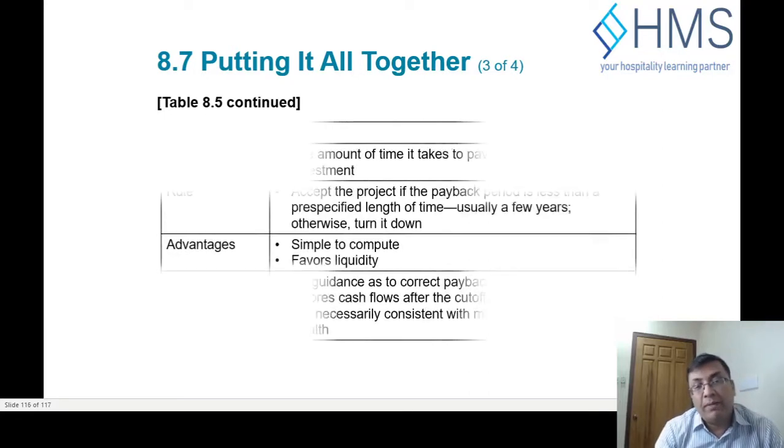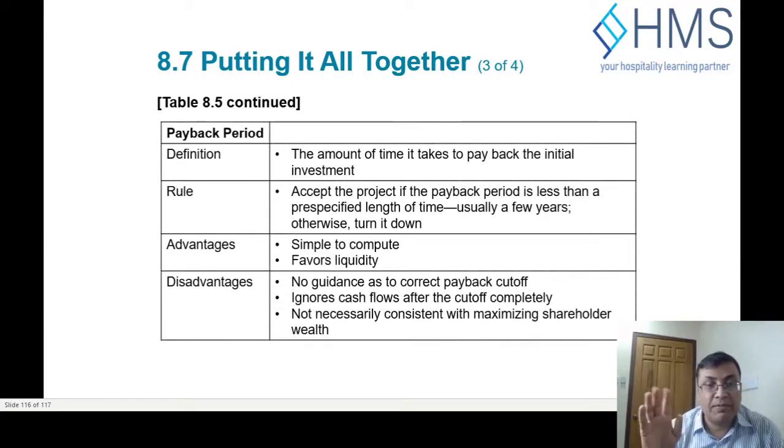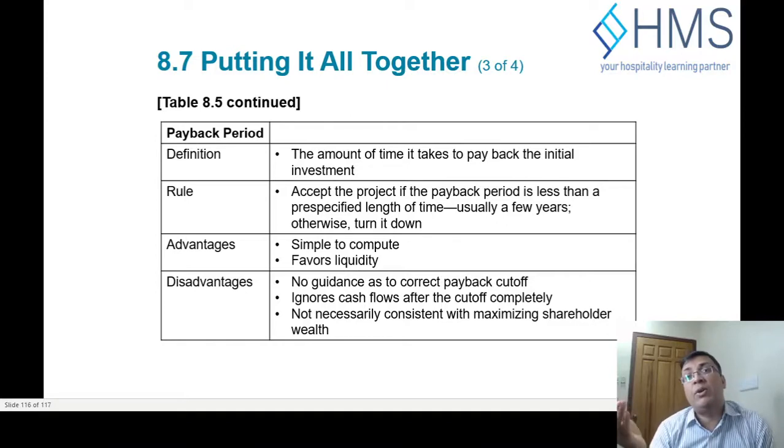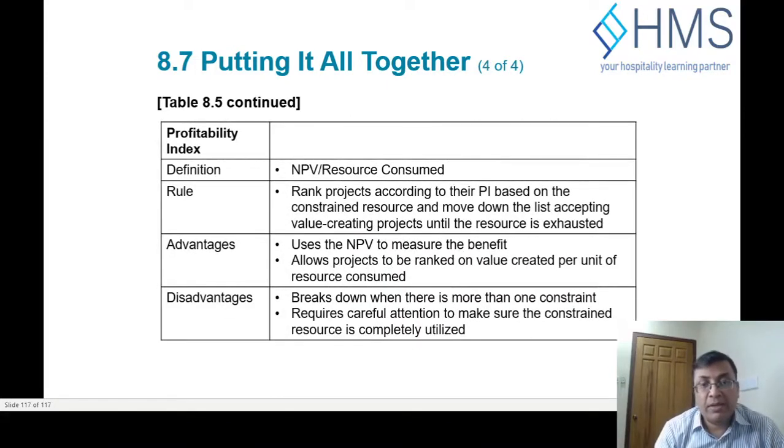Then you have the next method, the payback period, which is the least used method. It is very simple to use and gives very quick results, but it has many limitations: it does not take care of present value, the time value of money, or future cash outflows.